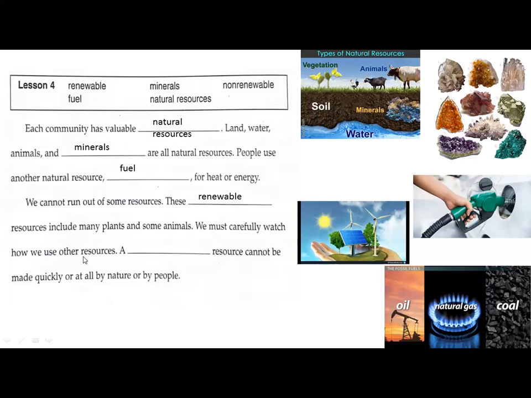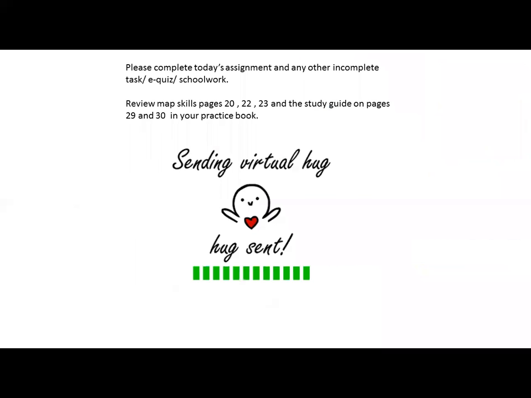We must carefully watch how we use other resources. A blank resource cannot be made quickly or at all by nature or by people. So a resource that's nature given and cannot be made very quickly or replaced very quickly by nature or by people is a non-renewable resource, and we've spoken about these, the fossil fuels. We spoke about oil, natural gas, coal, how it's formed and how it took millions of years for nature to take all those dinosaur bones and apply that heat and pressure and give you fossil fuels. So non-renewable resources.